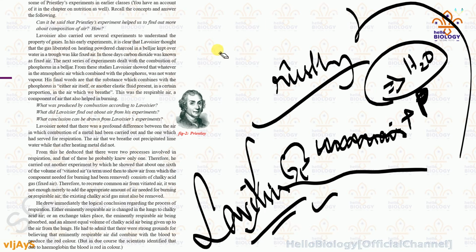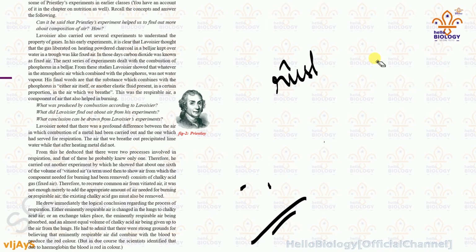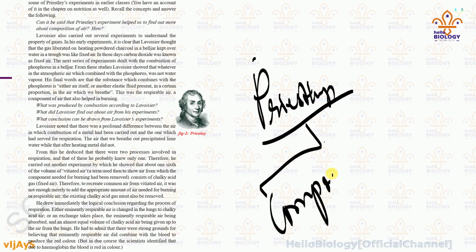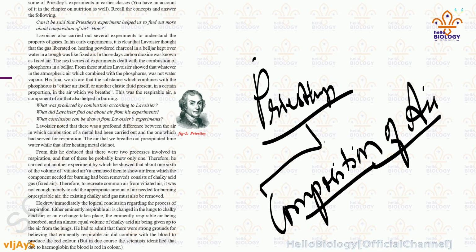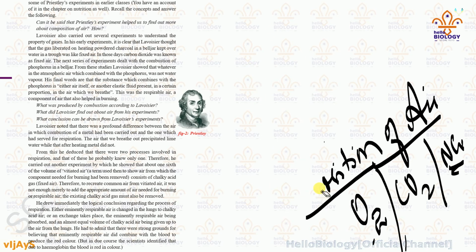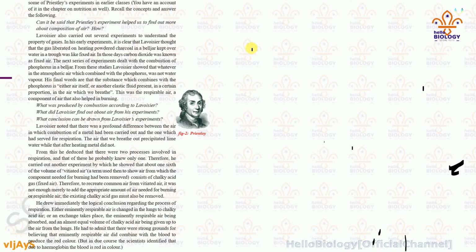Later, he gave clarity on some questions. With Priestley's experiments we come to know the composition of air. Composition of air means what components are present in air: oxygen, carbon dioxide, noble gases, and so on. That was concluded. And after that, Lavoisier. Here is one question: what was produced by combustion according to Lavoisier?